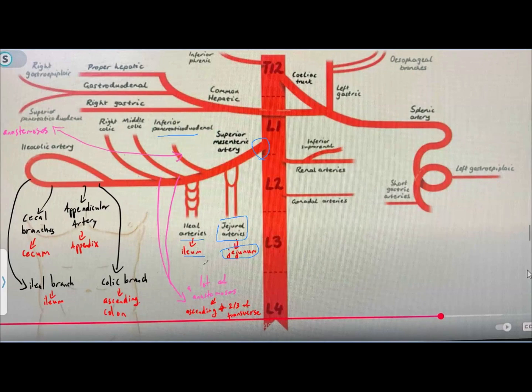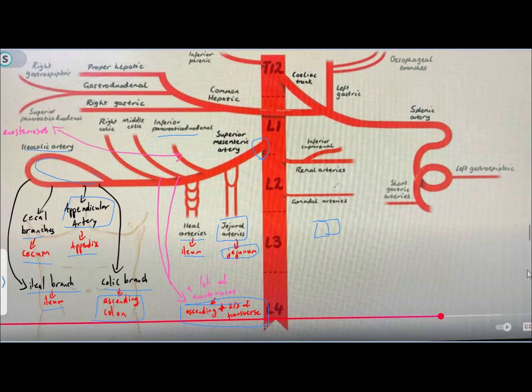All of these colic branches will form a lot of anastomoses, and they will provide arterial supply to the ascending colon and the proximal 2/3 of the transverse colon. Remember the arterial supply of the jejunum and ileum, you had a lot of arcades. Basically, this is what's going to happen with the right and middle colic arteries. And then it's going to give a colic branch, which will supply the ascending colon, the appendicular artery, which will go to the appendix, cecal branches to the cecum, ileal branches to the ileum, and the ileocolic artery itself will form a loop.